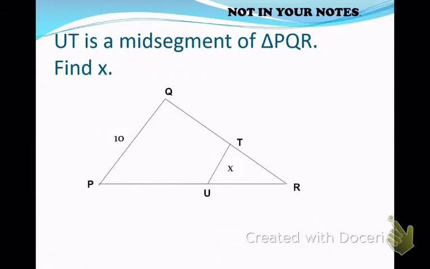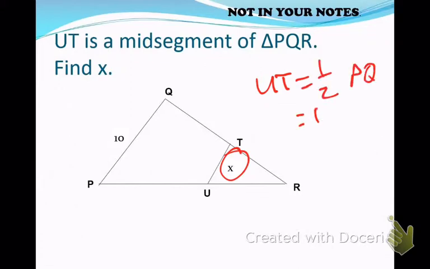So this example is not necessarily in your notes, but we'll take a look at it anyway. It's pretty short and sweet here. As a matter of fact, it actually is in your notes, it's example 2 there. So you can label the triangle the way it is here, where TU is X and PQ is 10. If that's the case, find X. Well, we know from the mid-segment theorem that the length of UT has to be half the length of PQ. And so since PQ is 10, UT gets to be 5.